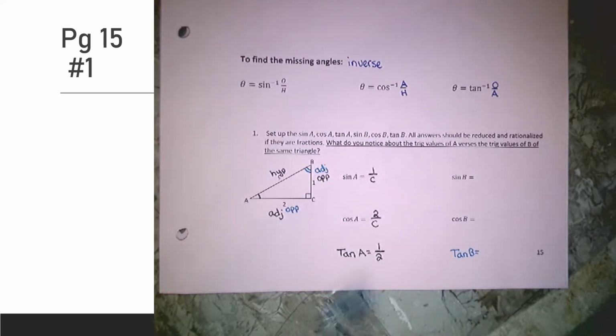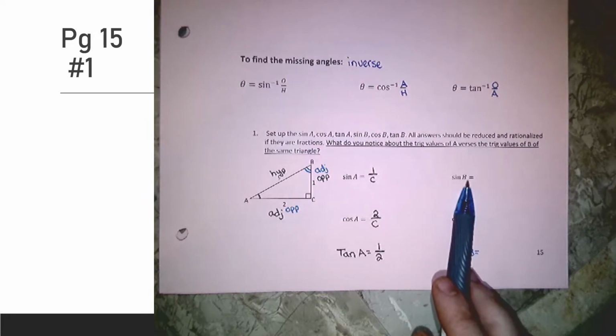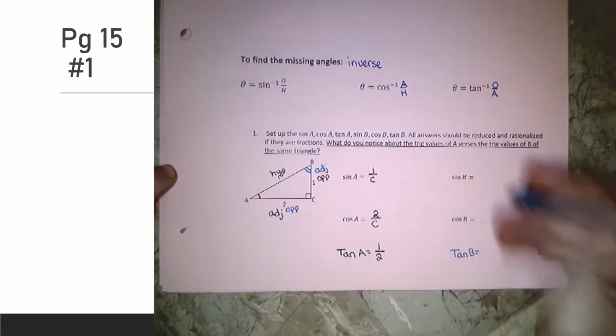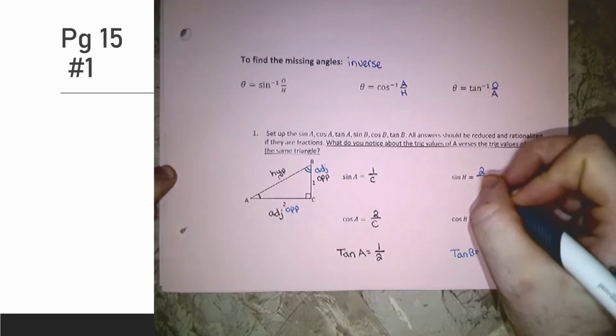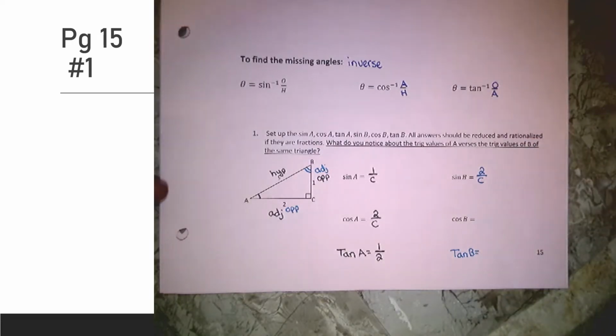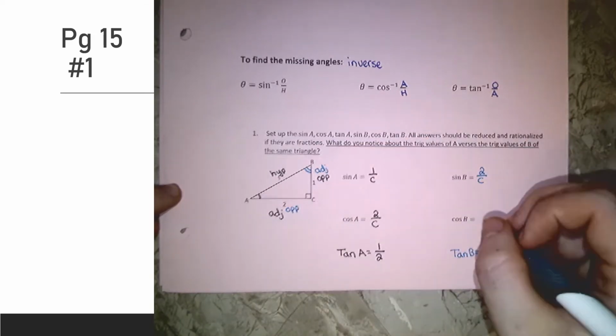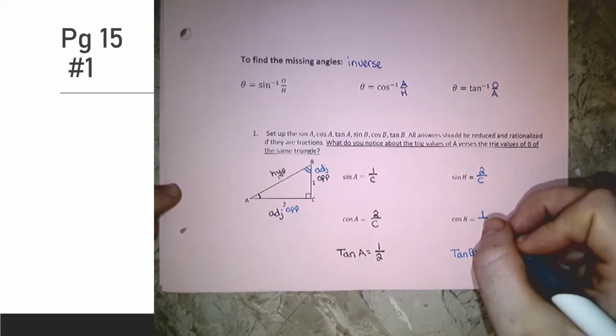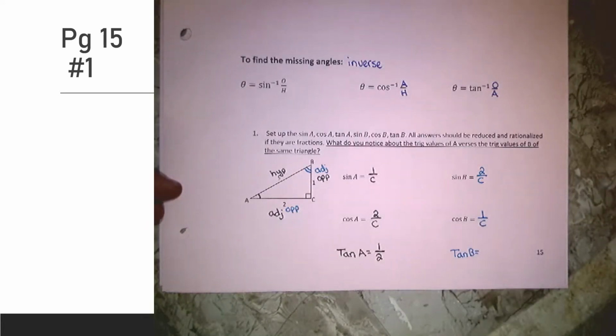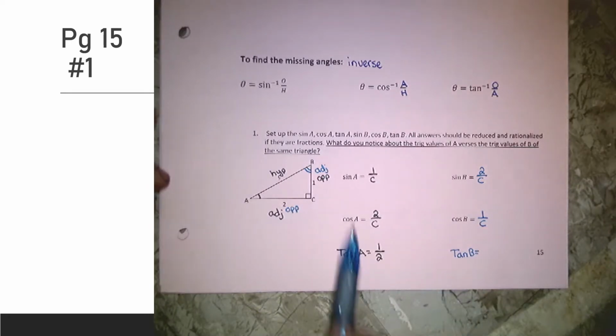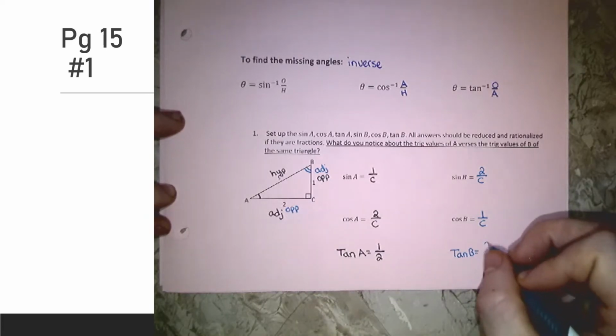So now when I do it, sine of B, sine is opposite over hypotenuse, so the opposite for this one is 2. The hypotenuse is C. For cosine of B, you have adjacent over hypotenuse. Adjacent is 1. Hypotenuse is C. And then tangent of B, tangent is opposite over adjacent, so I would have 2 over 1.